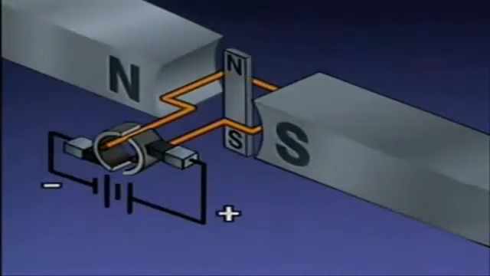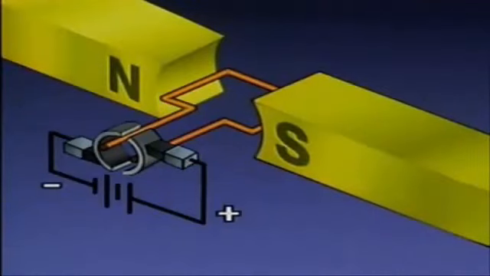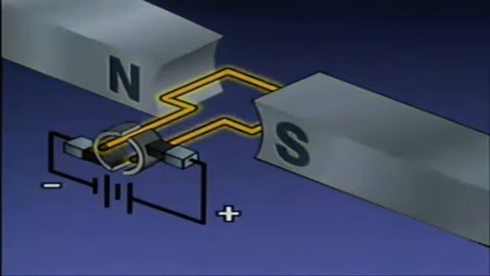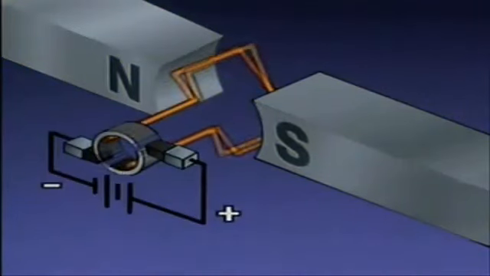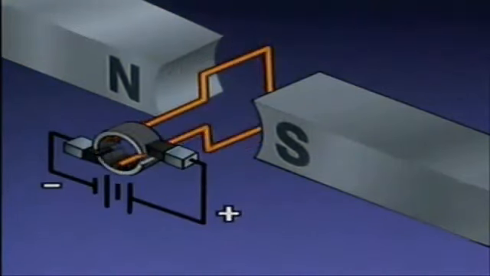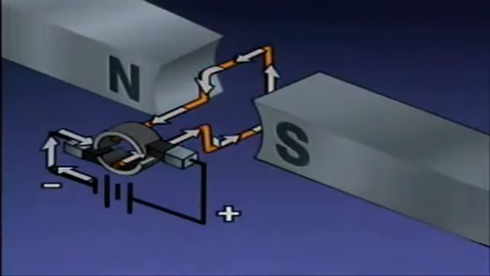The poles are perpendicular to the armature. So when current is supplied to the armature, motor action is produced. The interaction between the stator's magnetic field and the armature's magnetic field causes the armature to rotate. Even though the armature has turned, the current still flows from the negative side of the power source through the armature to the positive side of the power source.